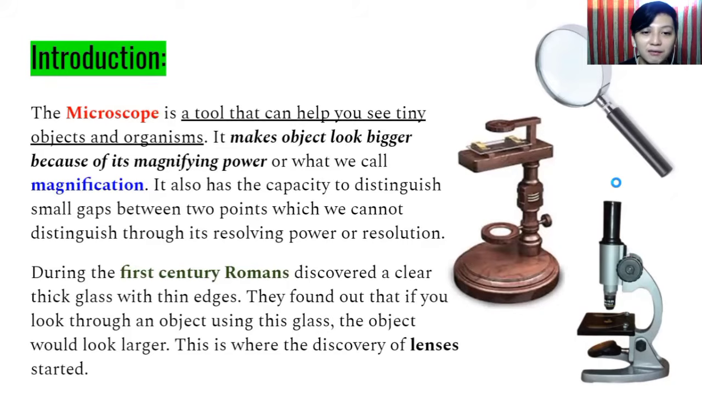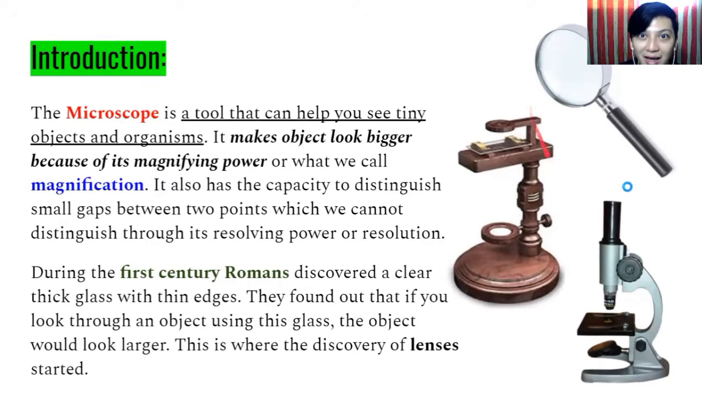And then during the 1st century, Romans discovered a clear thick glass with thin edges. They found out that if you look through an object using this glass, the object would look larger. This is where the discovery of lenses started. So it was accidentally discovered when Romans saw a glass that can make the object bigger. Parang mukhang malaki gamit yung glass na to.